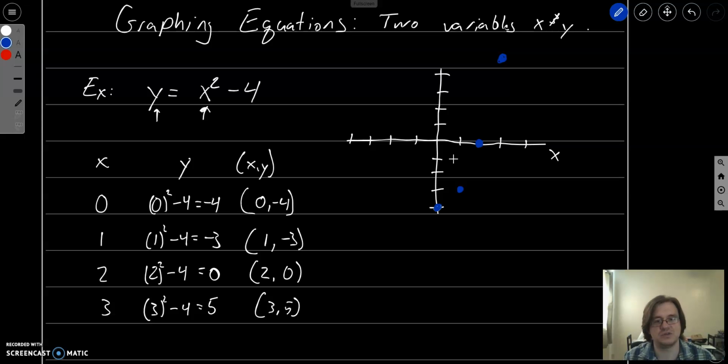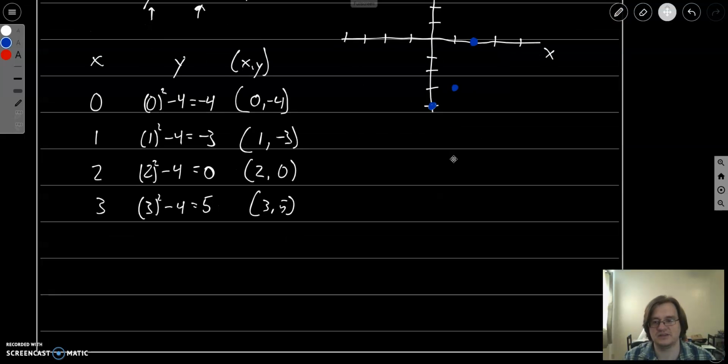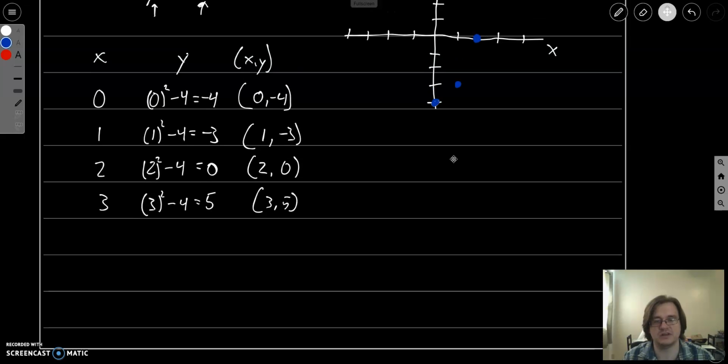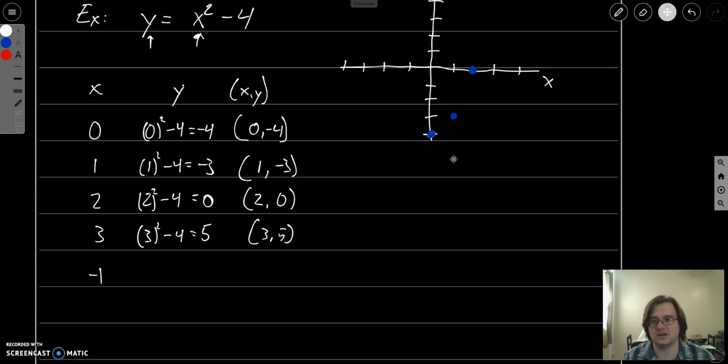So we know what happens to the right on this axis, but what happens over here to the left? Well, those will be when x is negative. So we can plug in a -1. I should show the equation again. So when x is -1, we'll take -1 and square it and subtract 4. -1 squared, -1 times -1 is 1, minus 4 is -3.